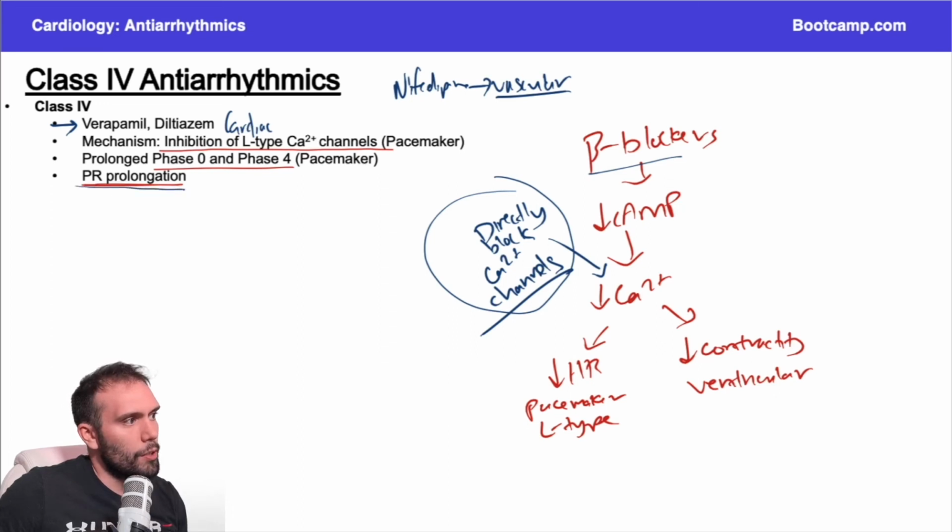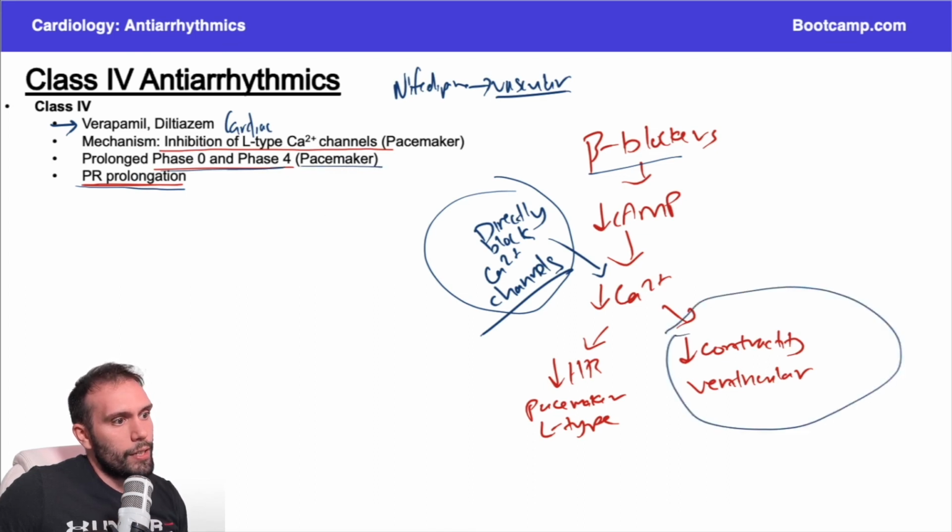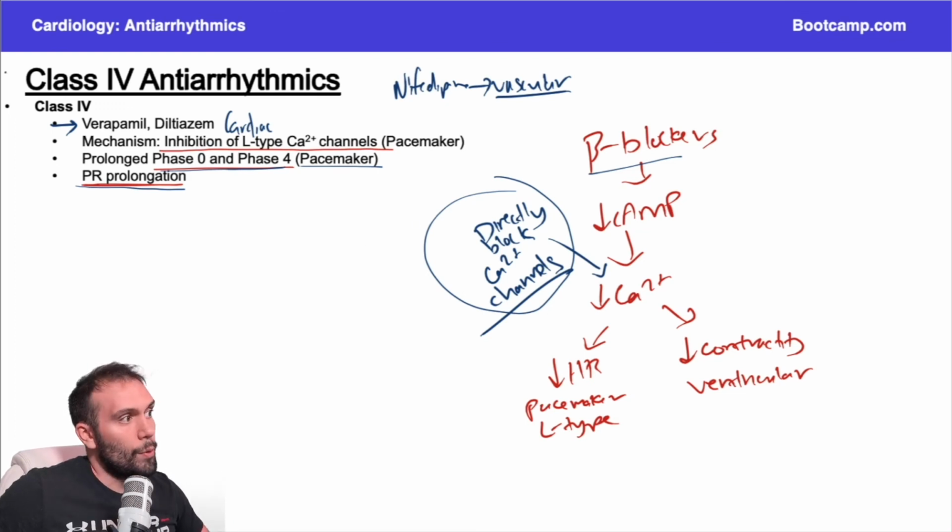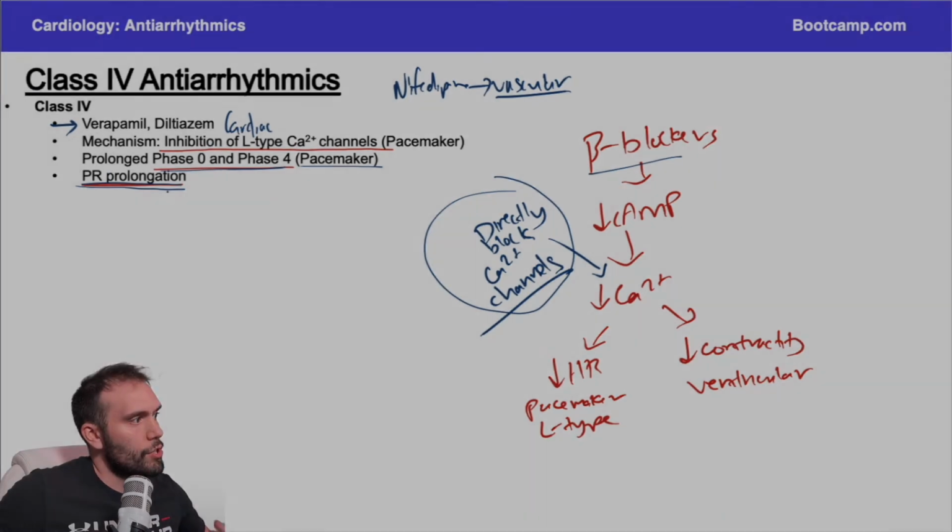They're both going to prolong the PR interval for reasons we already mentioned by prolonging phase 0 and phase 4 of the pacemaker potential. They'll also both decrease contractility, right? Because they'll be blocking calcium-induced calcium release in ventricular myocytes. Where would we want to avoid these? You wouldn't want to give these in an AV block because of the PR prolongation. That's the same concept.